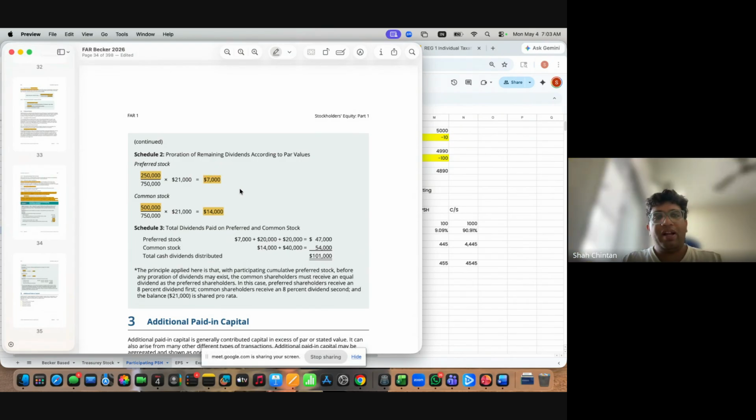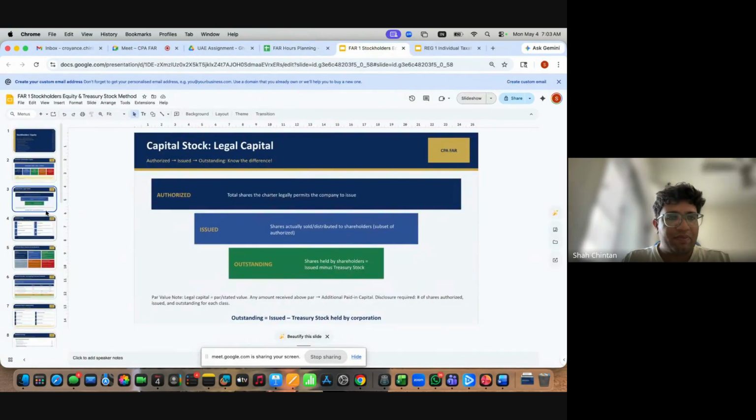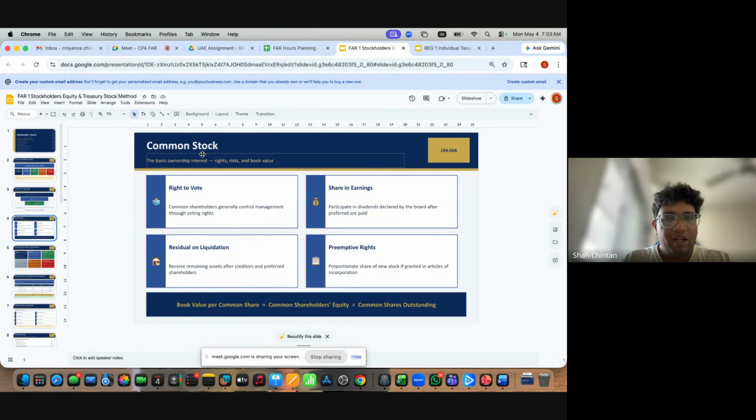All right, let's quickly look at the PPT once and then we'll move to the next topic. I think the same things we will now jump through very quickly. Let's say a common stock: you have a right to vote, you have the right in the earnings of the company, you have a residual right on liquidation. It means everyone else gets everything first, and whatever is left is for the common shareholders. It is called a residual right.